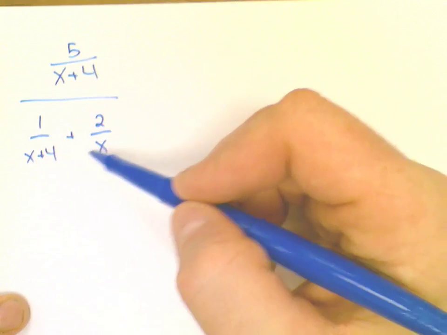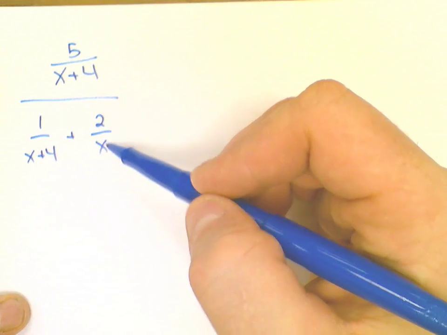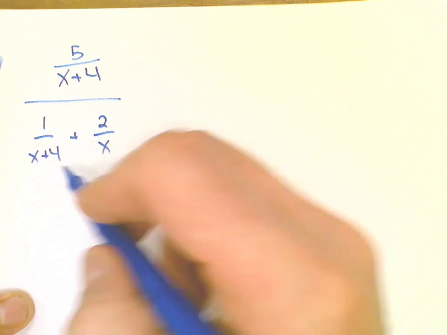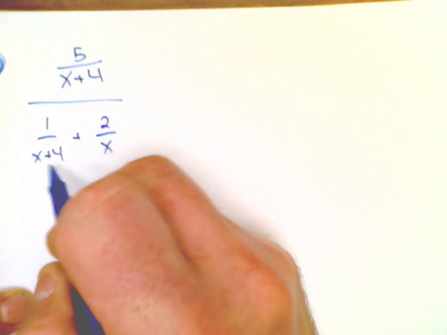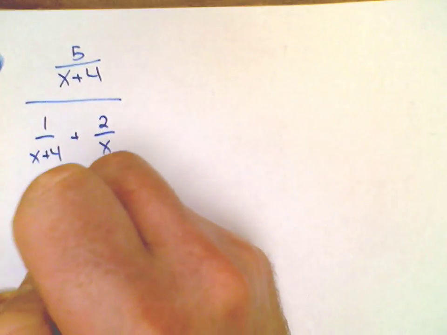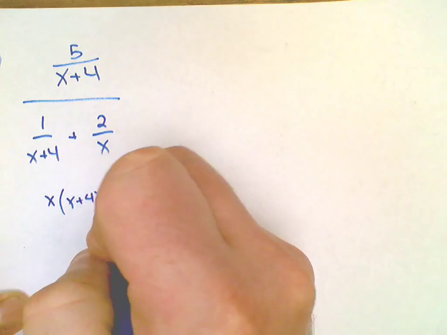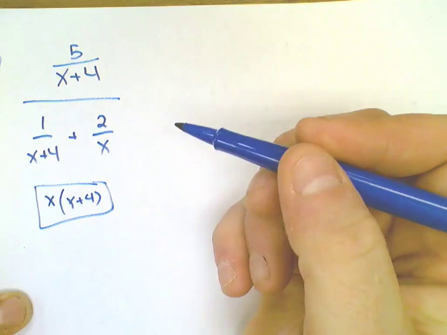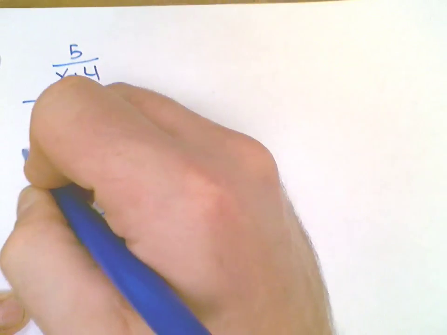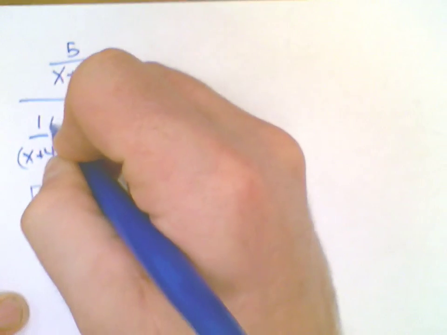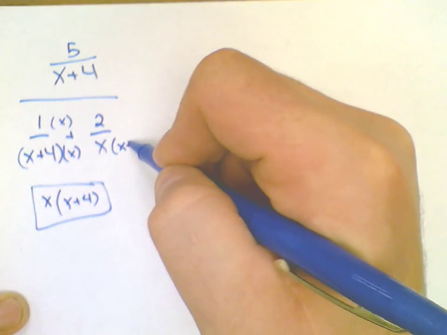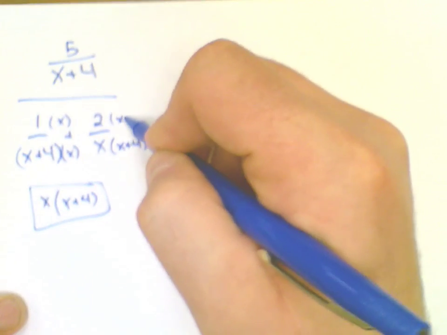So you have to get common denominators between x plus 4 and x. If you wrote it out to the side, we need an x plus 4 and we need an x. So my common denominator is x times x plus 4. Just like we did in class, I boxed it. That's what we need in the denominator for each of these. So over here, we take top and bottom times an x. Then over here, we're going to take top and bottom times x plus 4.